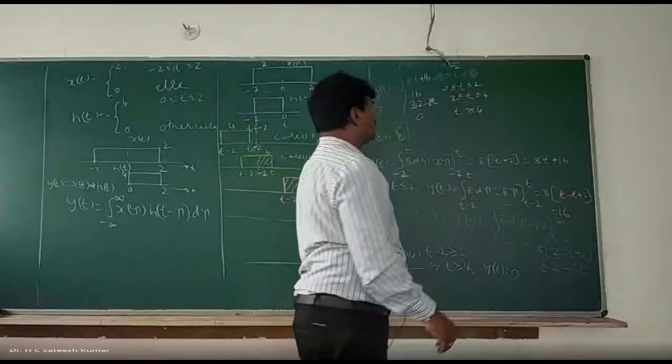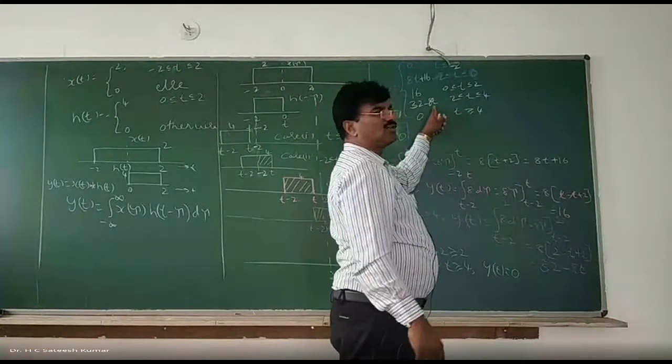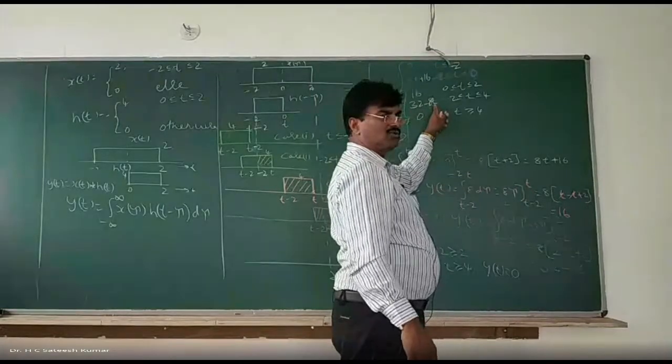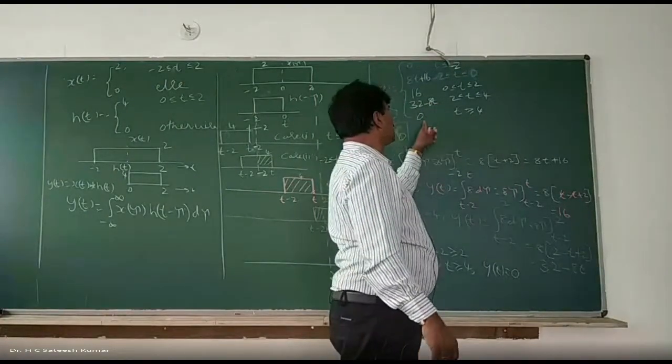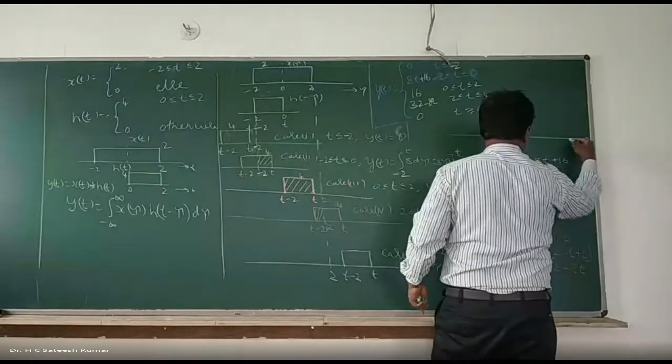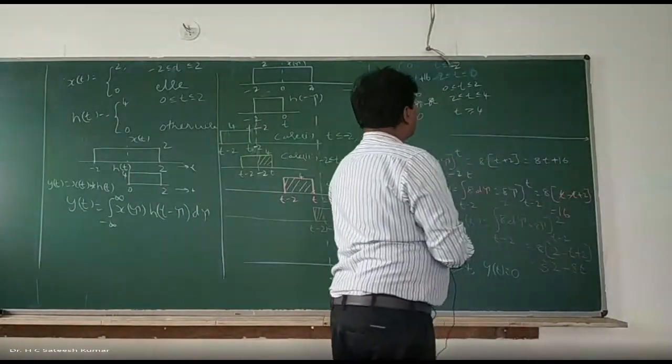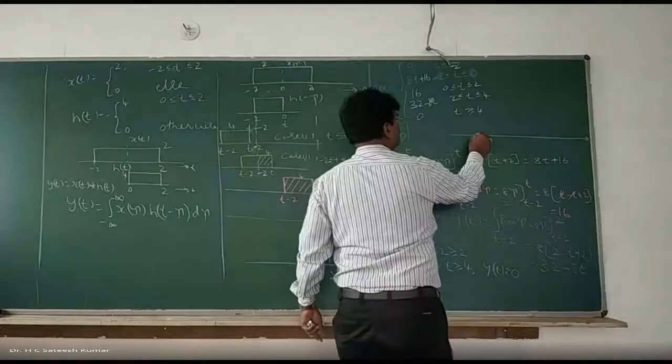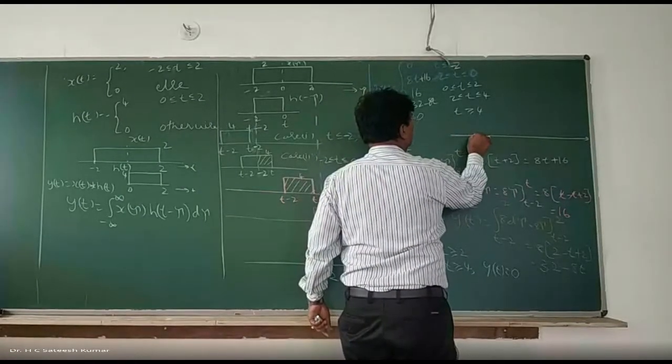Okay, now you check it out. At 4, 8 into 4 is 32. 32 minus 32 is 0. And at t equal to 4, it is 0. So now it is correct. Now if you want, you can sketch it. If it is complicated, don't sketch it. Okay, up to minus 2, its value is 0.